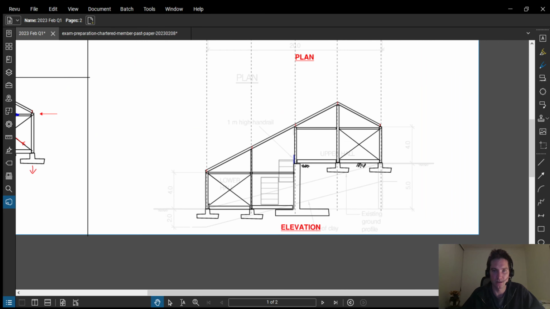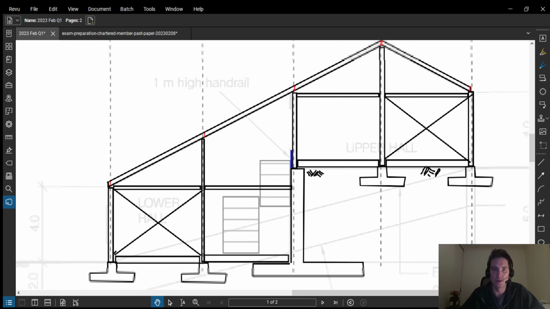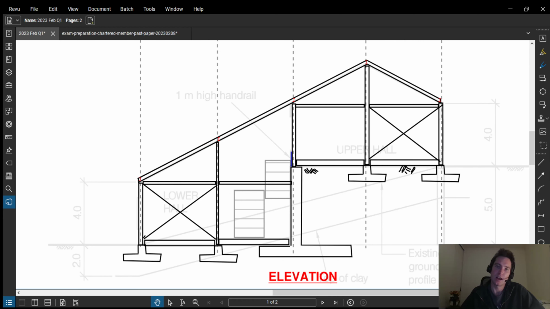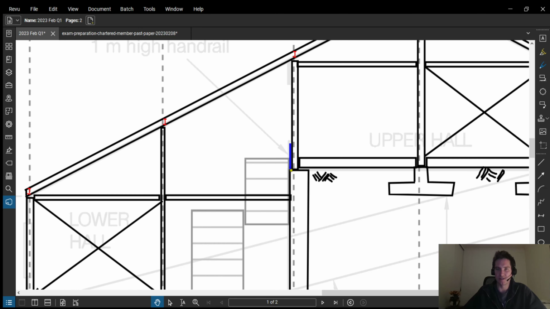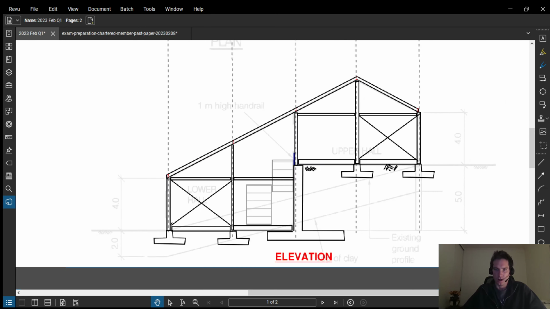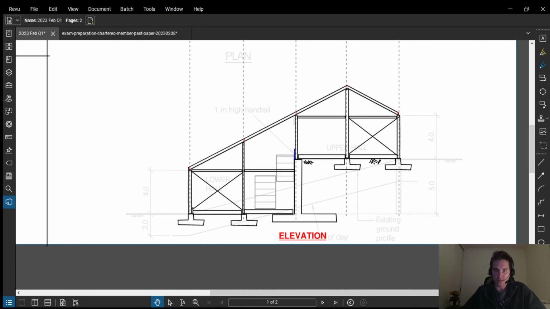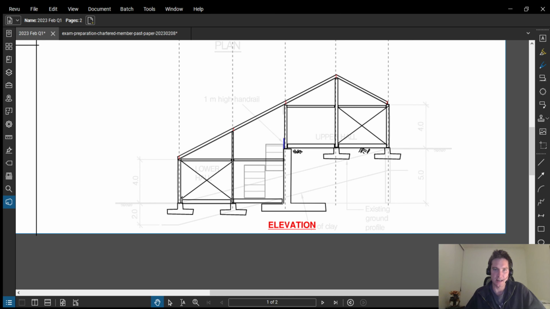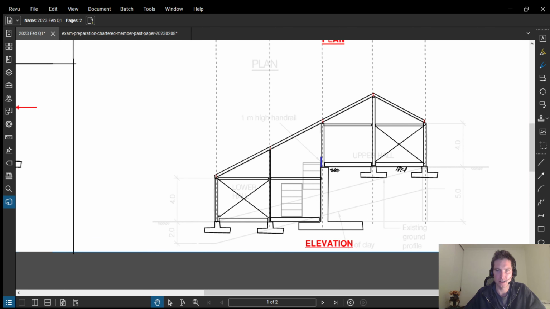Then I'm essentially showing in section here as well. We've got the stairs going from the lower hall to the upper hall. There is my 1 meter high handrail, and I've got columns sitting on top of my retaining wall, and the handrail can just sit in front of the column there. And yeah, this column here isn't within the upper hall or the lower hall, so it's satisfying those client requirements. Here's my pad footings, ground bearing slabs, wall bracing, etc.